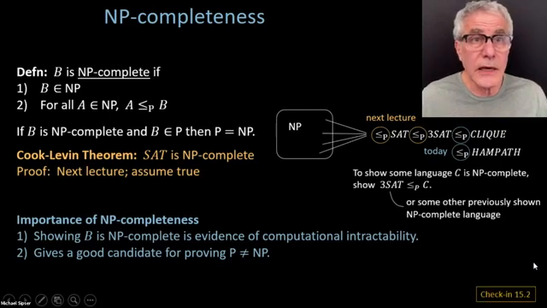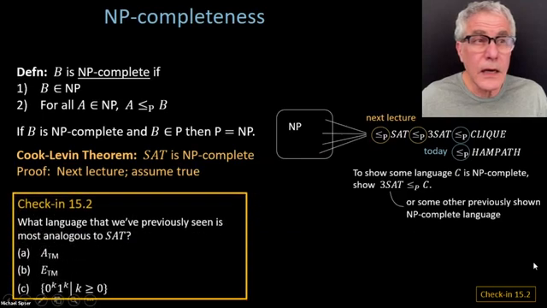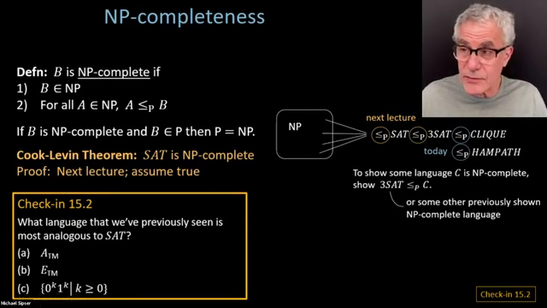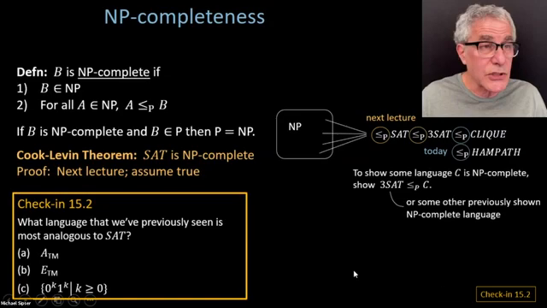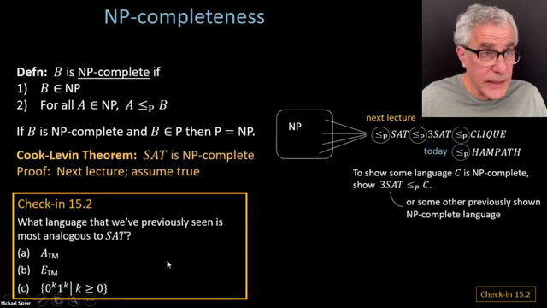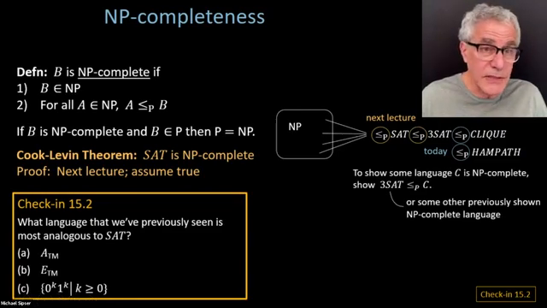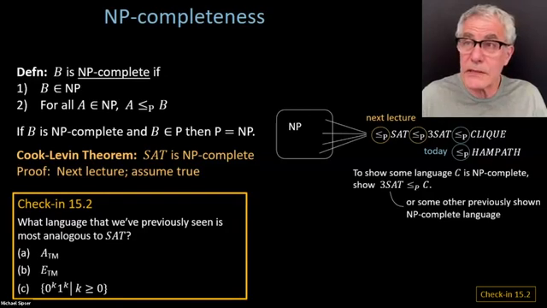Okay, so here's a check-in. Again, you guys are maybe starting to think the way I think. You get it. At least one of you asked this question in the chat. Which language are we probably seeing is most analogous to SAT? ATM, ETM, or 0 to the K, 1 to the K. Obviously, this is maybe subjective. You may have your own interpretation of what that means. There's, in a sense, perhaps no right answer. But what do you think?